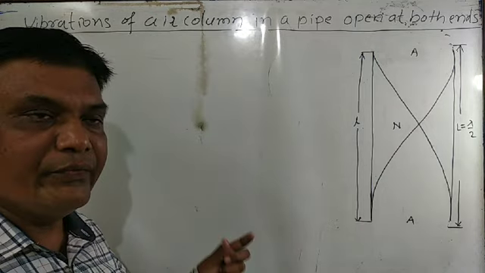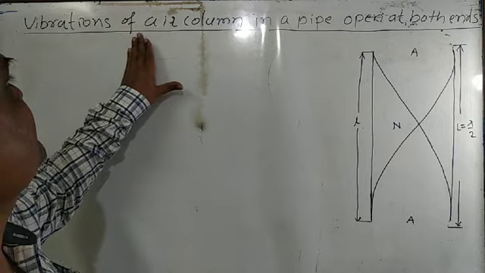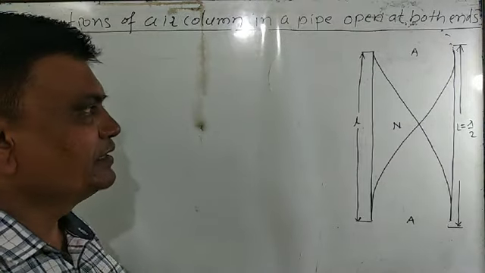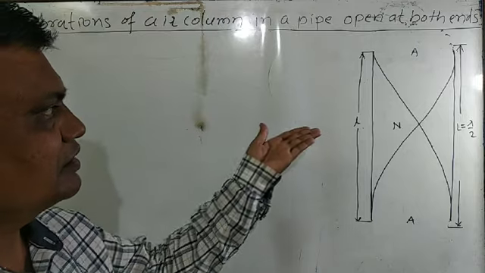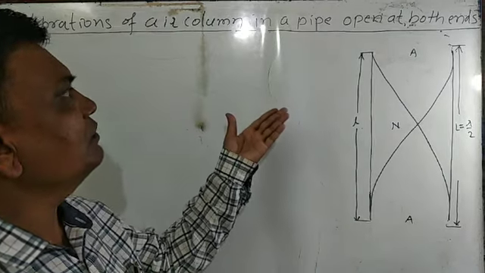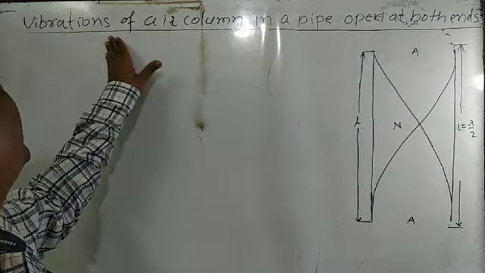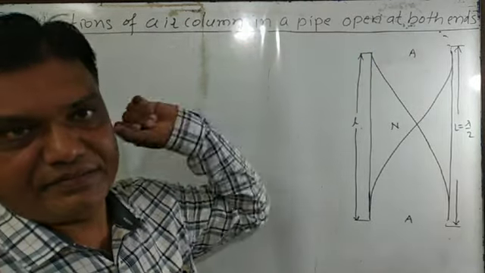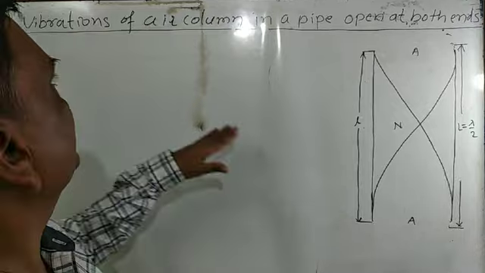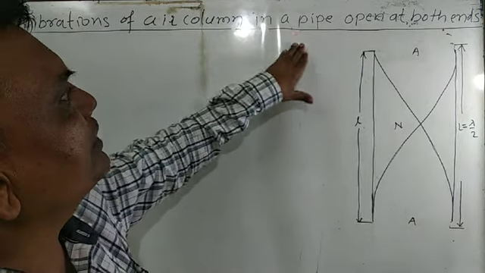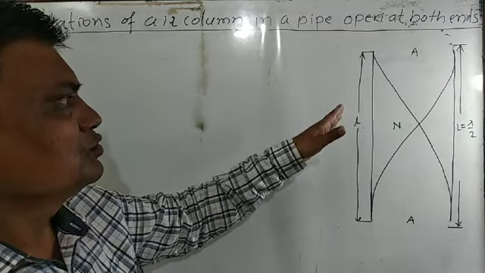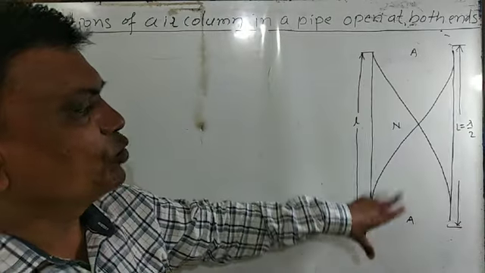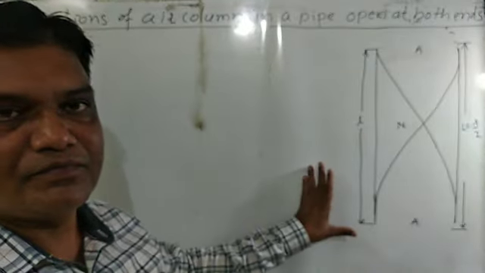Today we will see vibrations of air column in a pipe open at both ends. In the previous article we have seen the vibrations of air column in a pipe open at one end. Today we will see the vibrations of air column in a pipe open at both ends. So we have considered a pipe which is open at both ends, as shown in the figure.